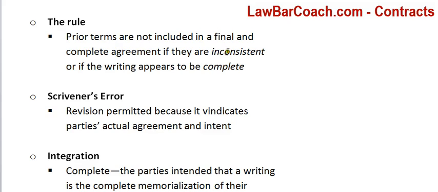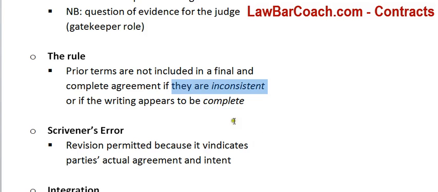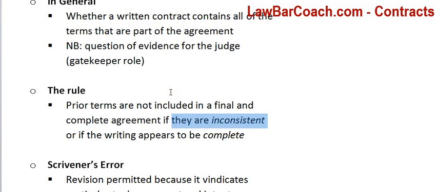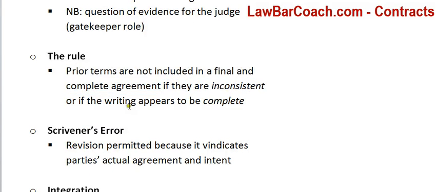So we said that in order for parol evidence to be admitted, it has to be consistent, meaning it cannot be inconsistent with the writing. Well, see, this is why it gets so confusing. A prior term is not included in a final and complete agreement if it is inconsistent or the writing appears to be complete. So if the writing is complete or the prior term is inconsistent, it's out. So consistency is easy to identify, right? It contradicts. But how is a writing complete?